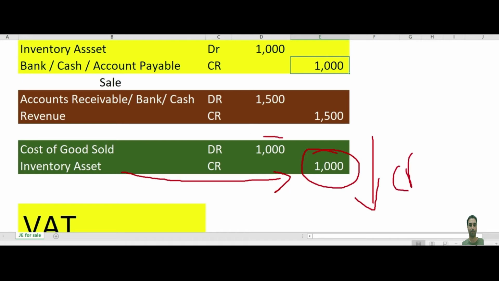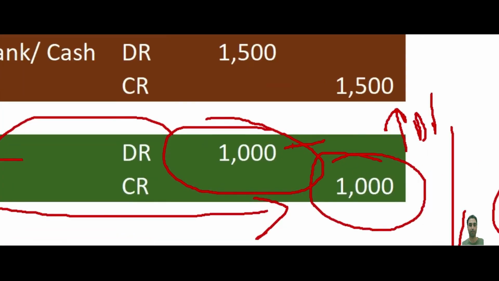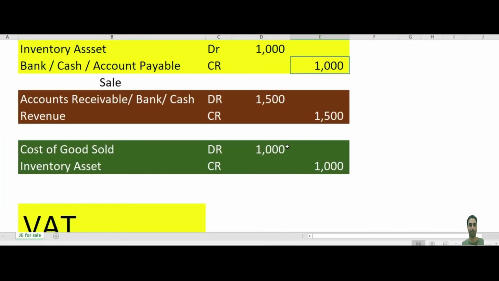And what is debit? Cost of goods sold is debit because we have to charge this to P&L, to record the expense. Increase in expense is debit. So that is the reason for this. So these are the journal entries for sale and purchase of items without VAT.